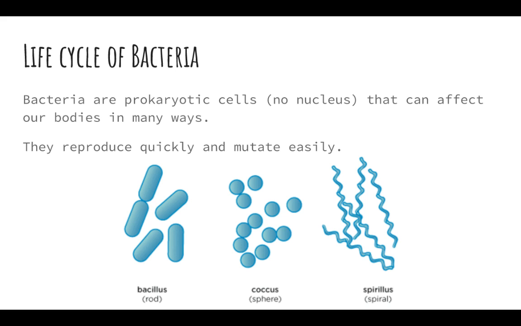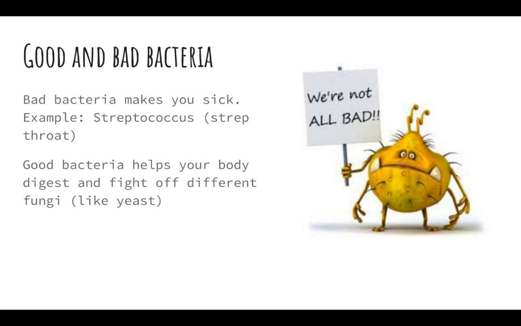We have a rod-shaped, a sphere-shaped, and a spiral shape, and we use the Latin Bacillus, Coccus, and Spirillus to help us name those types of bacteria. So for example, Streptococcus, which gives us strep throat and makes us sick, would be a sphere-shaped bacteria.